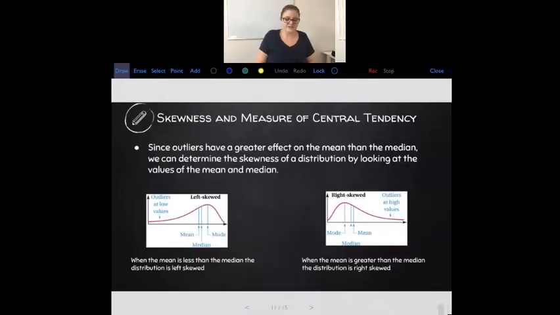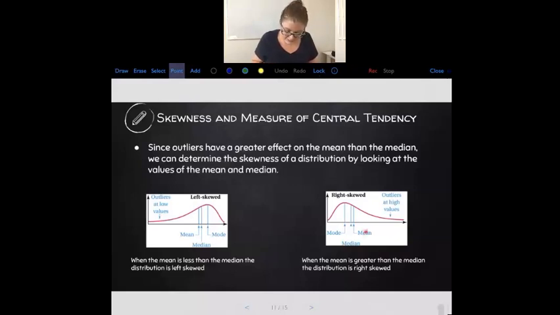So skewness and measures of central tendency. How does our skewness relate to mean, median, and mode? Since outliers have a greater effect on the mean, remember it only really affects the mean, not really the median or the mode. The skewness of a distribution is determined by looking at the values of the mean and the median. So for instance, on this side here where we have a left skewed data set, our outliers are the low values. Our mean is closer to those because the outlier is pulling it. Our median, and then our mode is where the peak is located. So when the mean is less than the median, the distribution is left skewed.